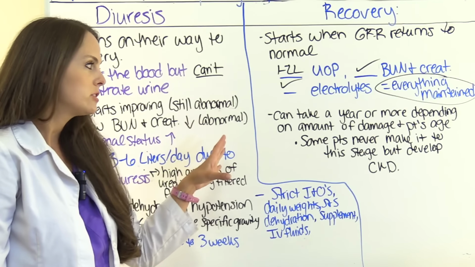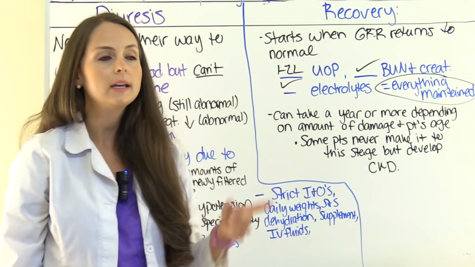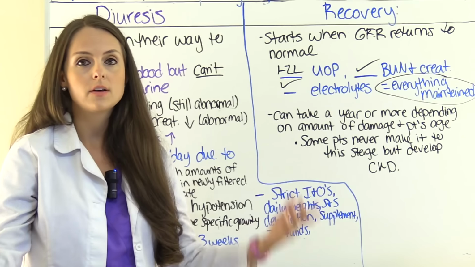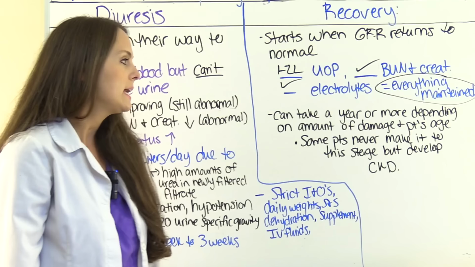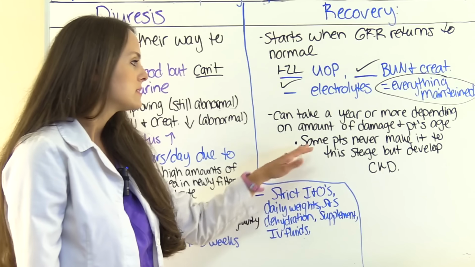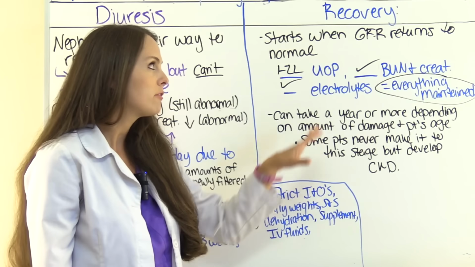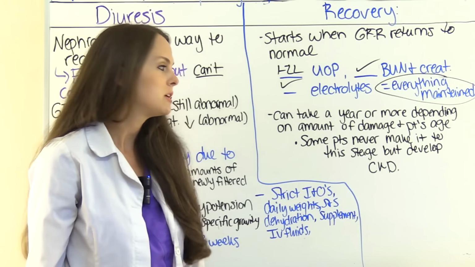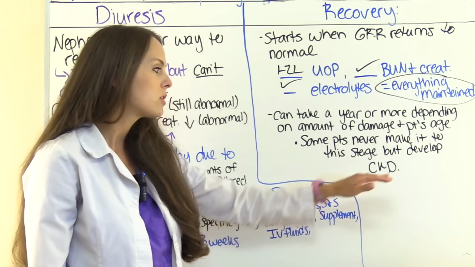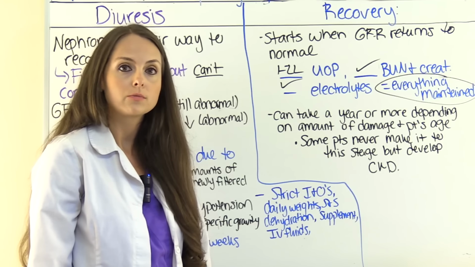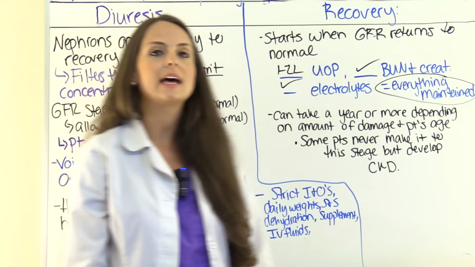Now this stage can take a year or more depending on the amount of damage that was done, how long they spent in the oliguric stage, and the patient's age. So it's different for every patient. Now some patients unfortunately never make it to the recovery stage because there's just too much damage, and instead they develop what's called chronic kidney disease, end-stage renal failure, which we will be talking about in the next lecture.